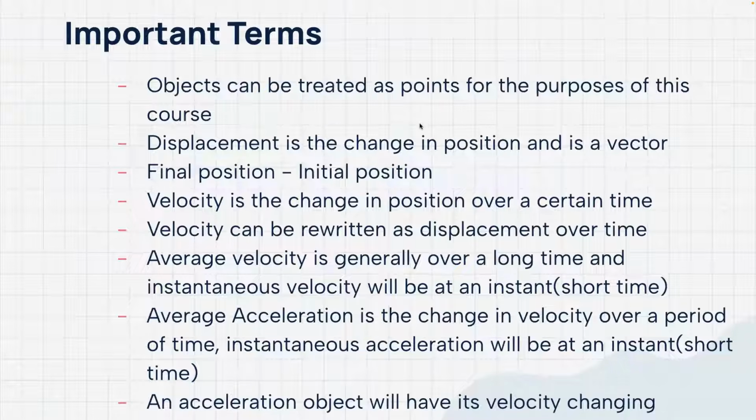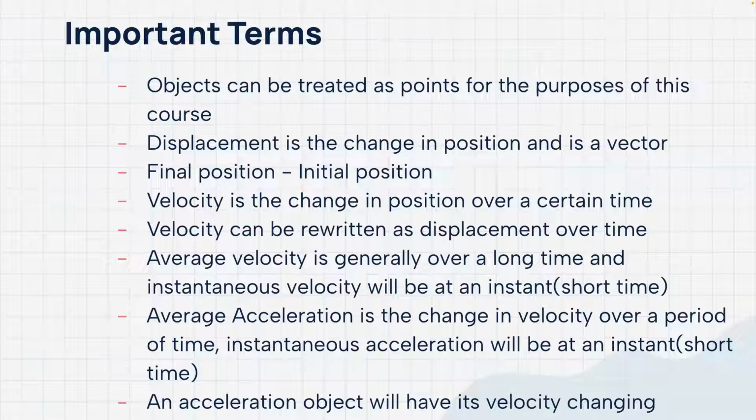And here are some important terms that you all need to know. So for AP Physics 1, just treat all objects as points until we get to rotation, but for now, just assume that all objects can be treated as single points. Also, here are some important definitions. Displacement is the change in position and is a vector. It's a vector because it's the final position minus the initial position. The direction shows if you went to the left or to the right, depending on how you define your system of reference of the initial position.